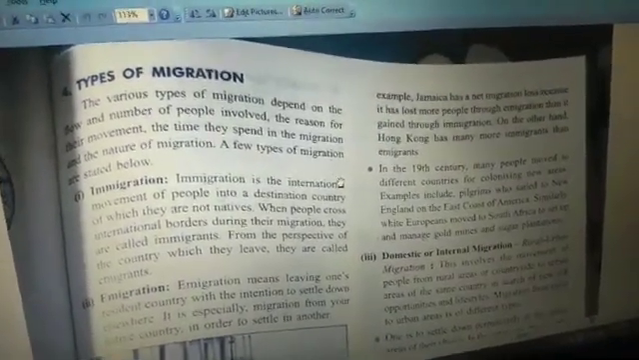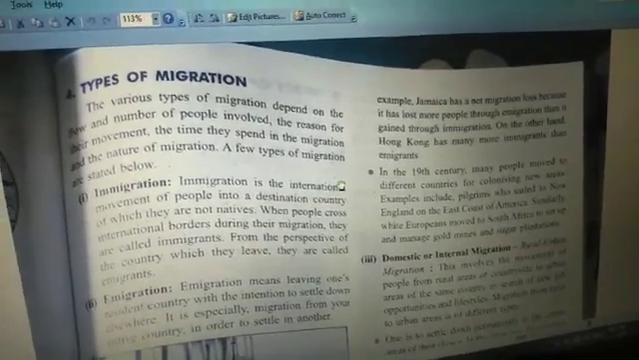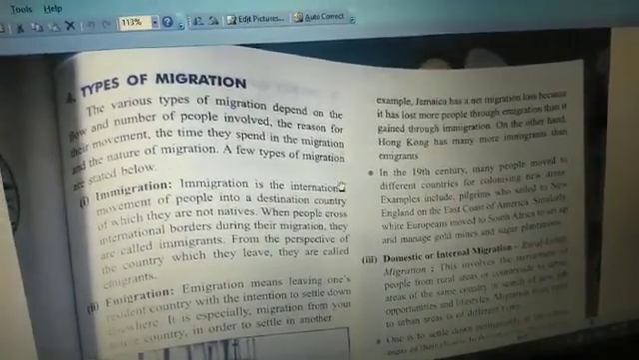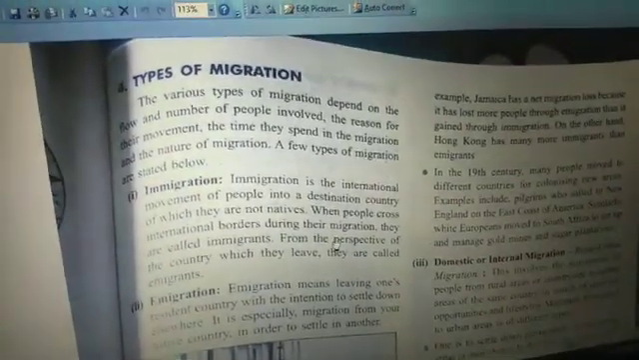Students, this is a continuation of the previous video, and here we are going to discuss the types of migration. As you all know now, the meaning of migration: if a person is moving from one place or one country to another country, that is called migration. And here we are going to see some particular types of migration. So what are the types it can be?